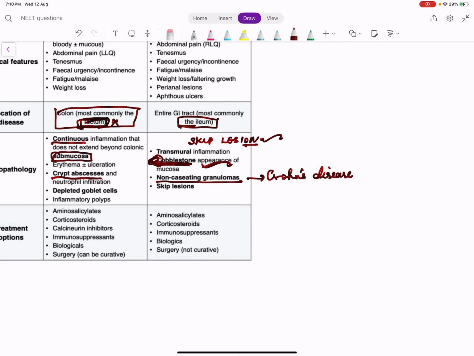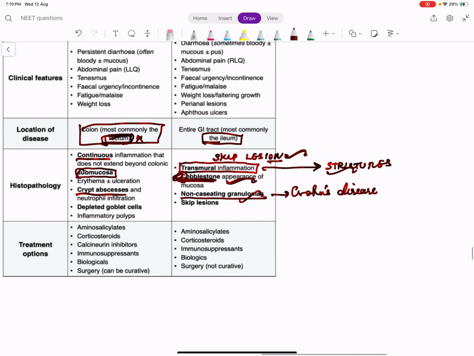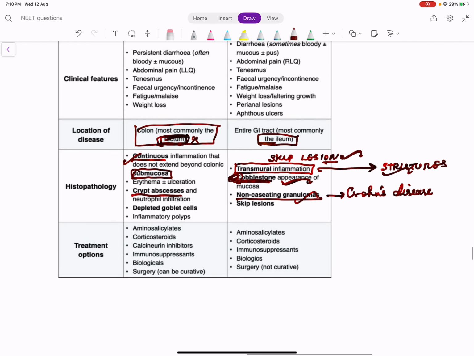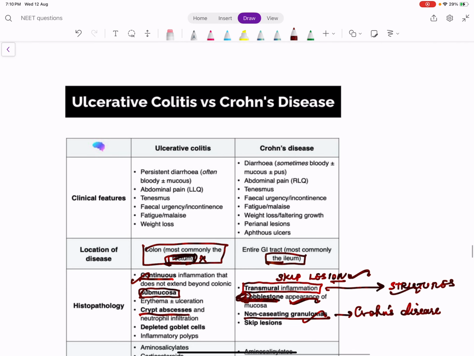And it's a transmural inflammation. In ulcerative colitis, there is only superficial involvement of the mucosa. Here, the entire cross section of the histology is involved, from the mucosa up to the serosa. Since it is completely involved, it has high risk of forming strictures, right? So skip lesions, stricture formation, non-caseating granuloma, cobblestone, all this is Crohn's disease. Continuous superficial crypt abscesses is ulcerative colitis.